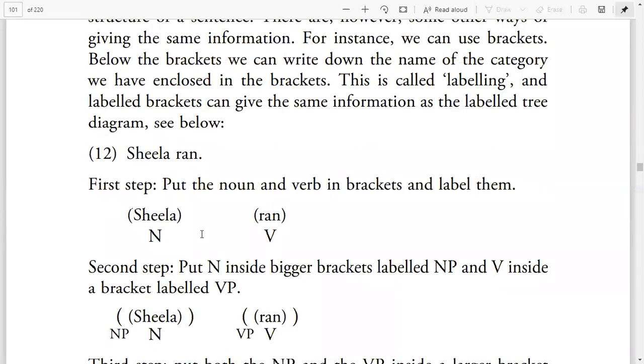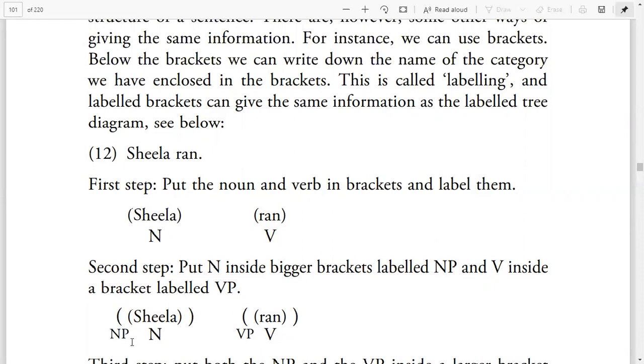Second step of the labeling method. In the first step, you just put N and V, and in the second step, you put N inside bigger brackets labeled NP and V inside a bracket labeled VP. So here you use a bigger bracket than the previous bracket. Previously, you just wrote N, whereas now in this bracket you wrote NP as well. And the same is the case here, V and VP.